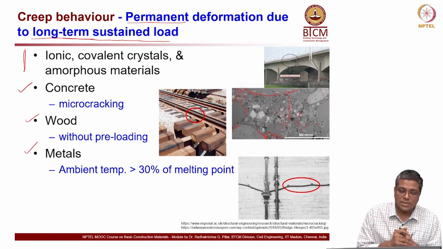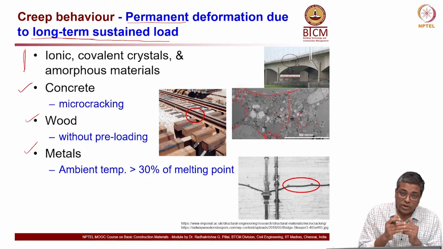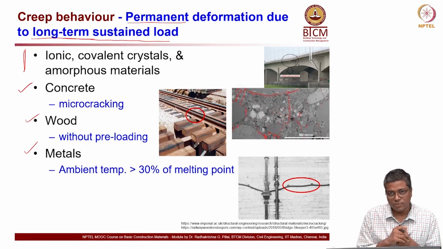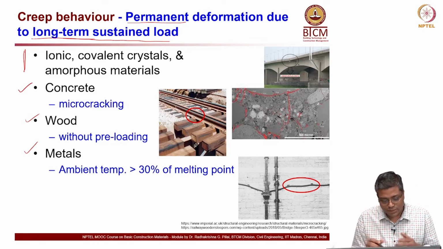Another case is metals, where creep happens when the ambient temperature or the temperature of the metal itself is more than about 30% of its melting point. If it is less than that, then the creep deformation is not very significant. Okay. Now, another example is about pipelines.